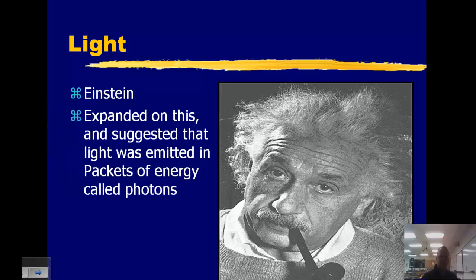Albert Einstein gave us a suggestion that light was actually made up of something called photons, little packets of energy that traveled through space as a wave. So they could have both sort of properties of a wave and a particle at the same time. So the light that we see with our eyes and all electromagnetic radiation is actually photons, little particles of energy that travel as waves. And we'll see this has a very direct relationship to the electron.